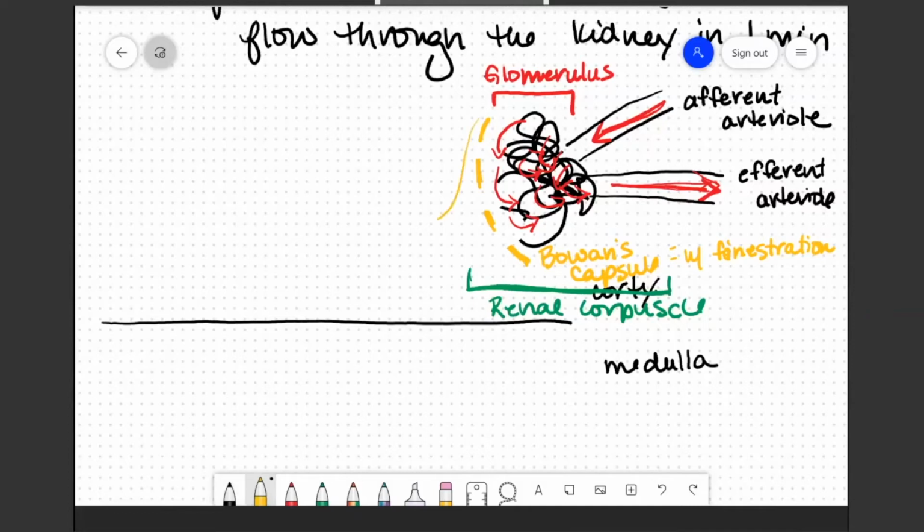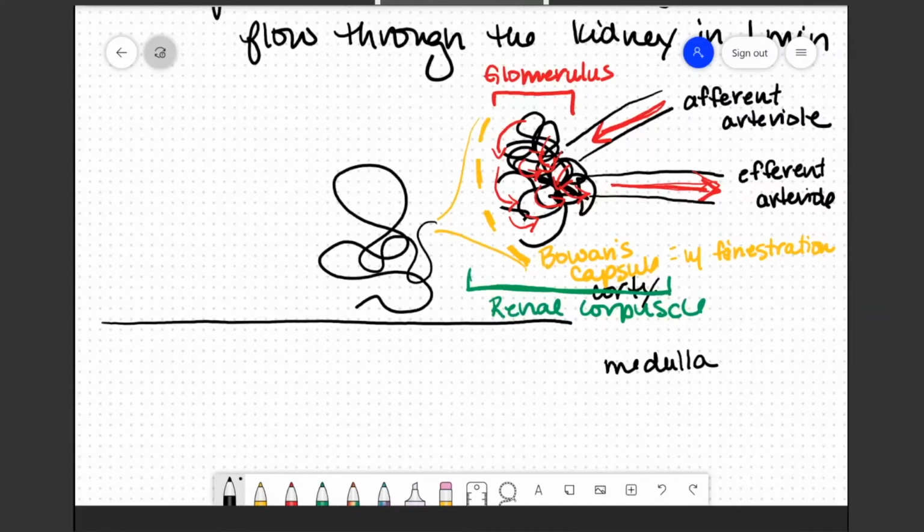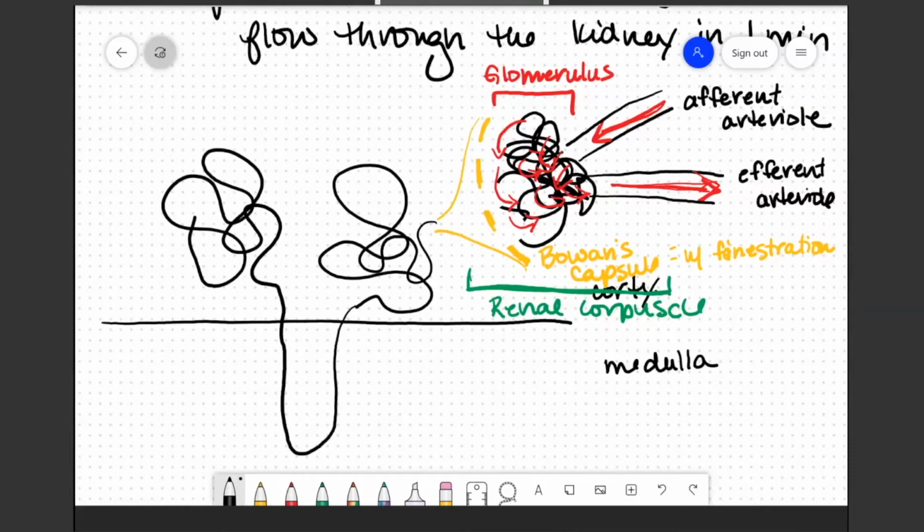Now that we have collected all of the stuff, it is going to dump into a tube that looks like this. That tube will then look like this. And then that tube will look like this. So this is the general structure of your nephron. I'll name that in a second.